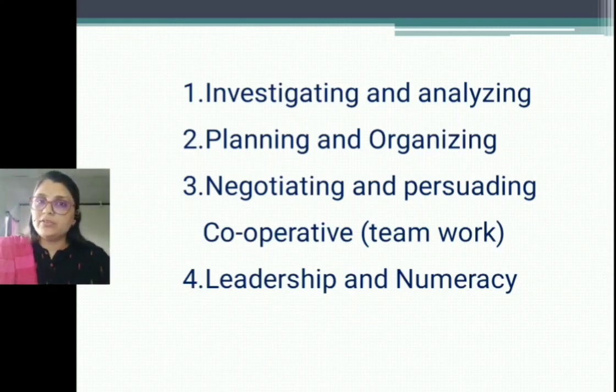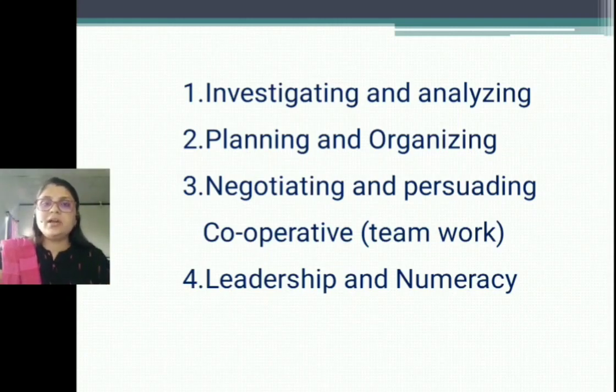To investigate the problem, communication skill is required. To analyze that problem, communication skill is required. To plan your enterprise and organize all the activity that runs in your enterprise, verbal and non-verbal communication is very important. Writing skill. Okay, negotiating. What is negotiation?